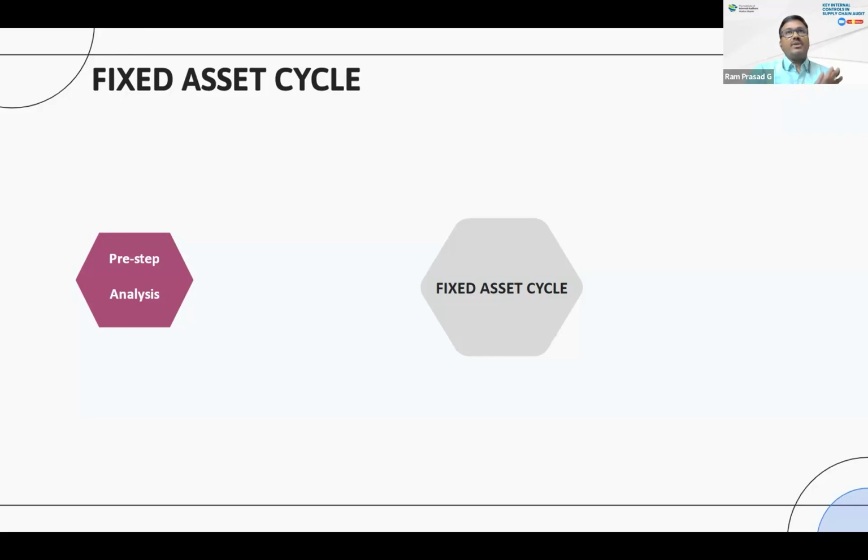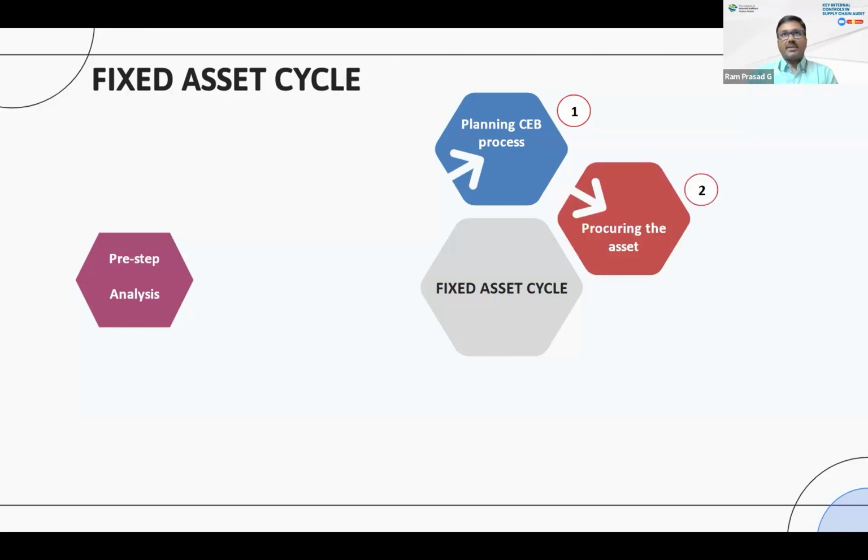So that happens to be your business need pre-step analysis, which I'm not covering in this particular session. However, that is the first one which goes in. Once that has been completed, we'll start with the first step, which is planning the capital expenditure project. So the first process is the planning of the CapEx process.